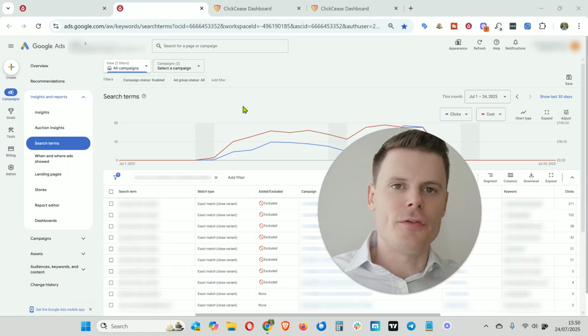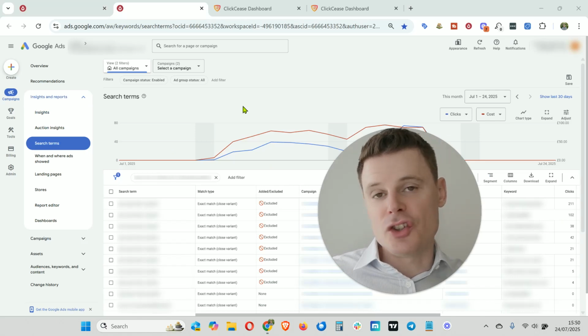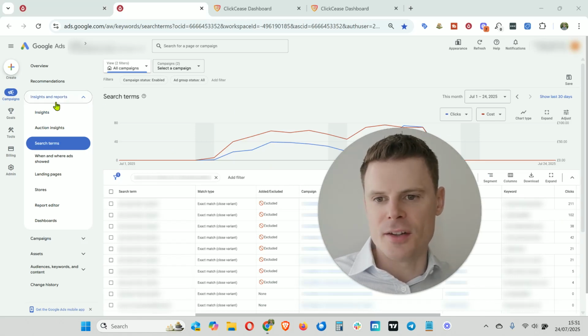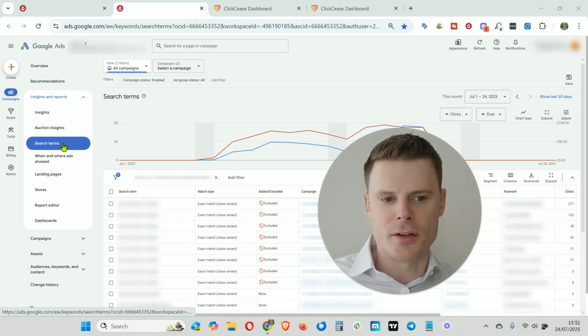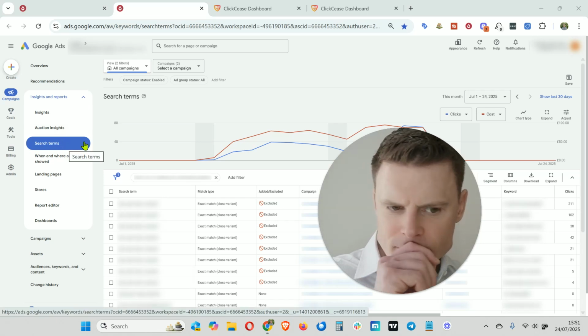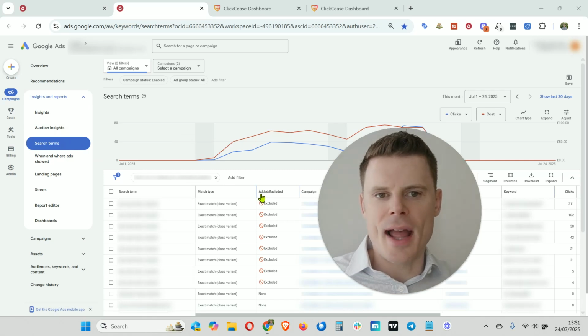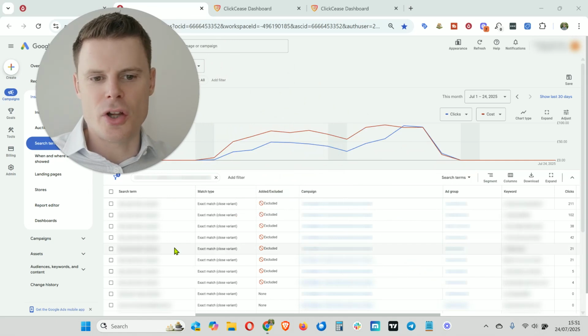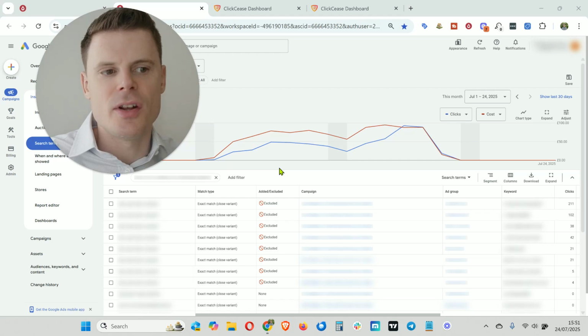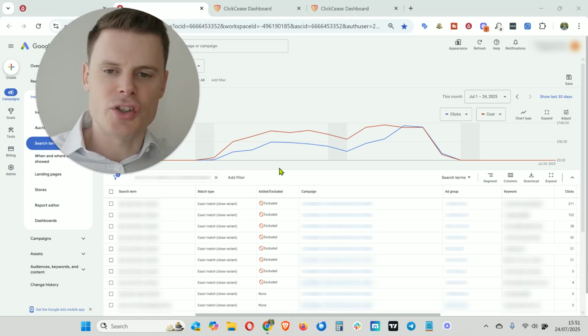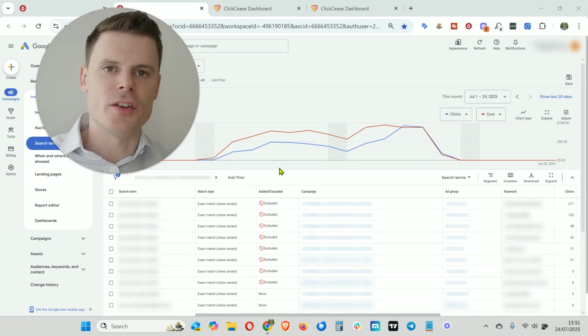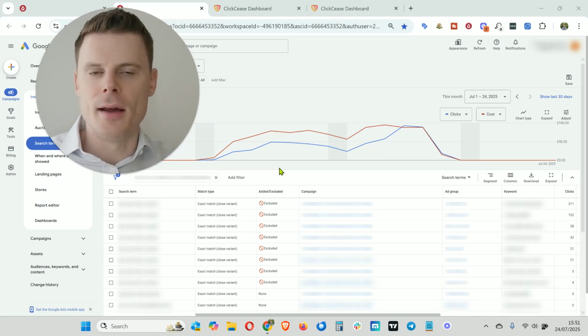Now, another very useful tab to look at is the search term report, and you can find that in Insights and Reports and by clicking on search terms here. On this particular page, I have hidden the search terms just for the client's confidentiality. And I'm looking at these particular search terms because one thing in this account which became very apparent was that the malicious actors carrying out click fraud were using the same search term over and over again.